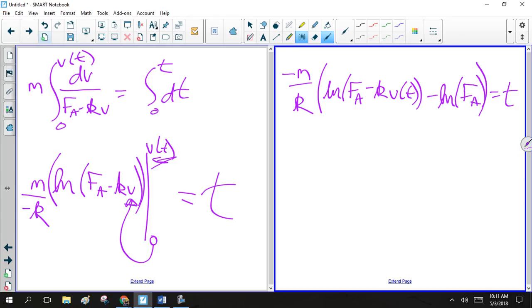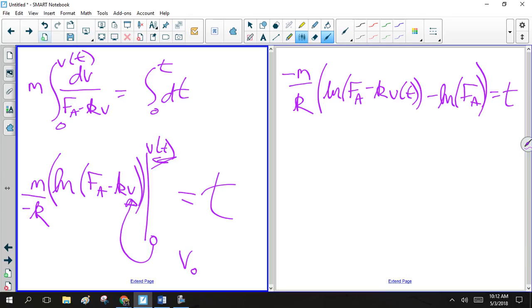Equals t. Yeah, Sebo. Does that mean that we should write on the bottom of that evaluation bar v of 0? V of 0 is 0. The problem tells you that at time 0 your velocity is 0. It tells you it begins at rest. If it didn't, then you're right. Then you would want it, instead of having 0, you'd call it v naught. Good? And that would suck. That would be like an extra layer of grossness.